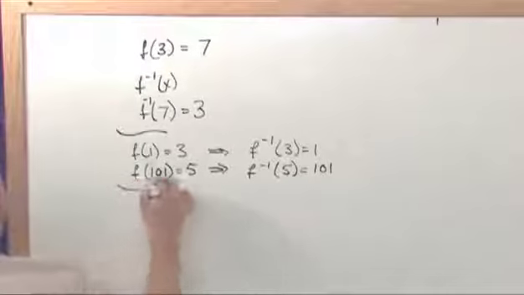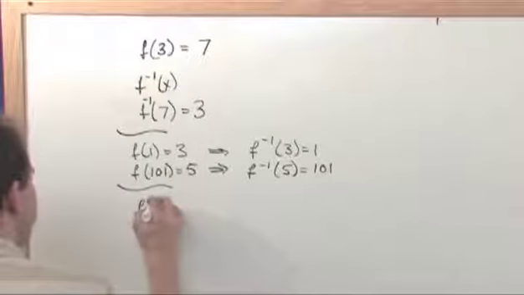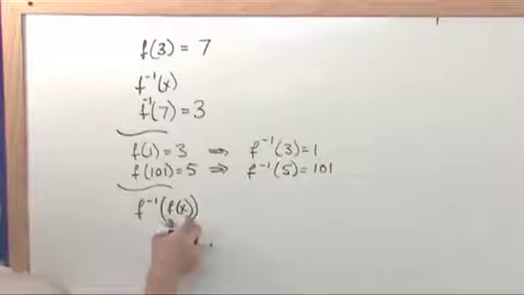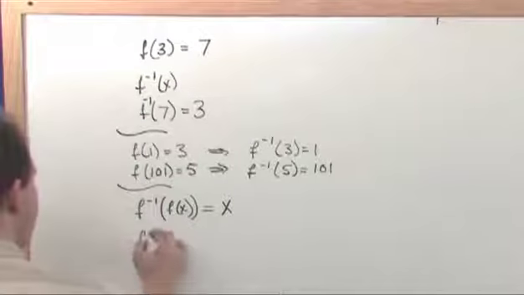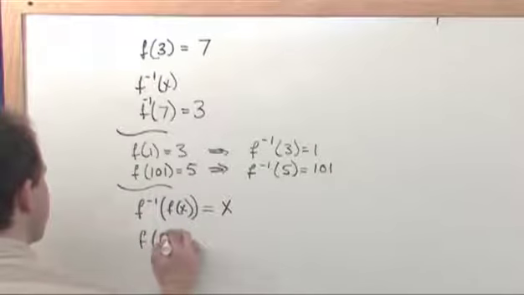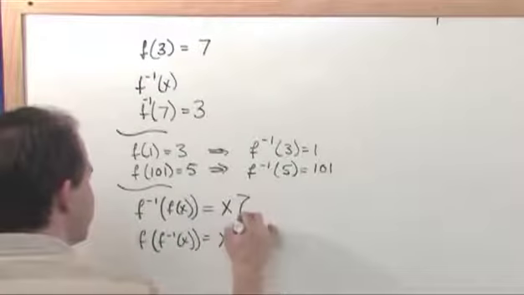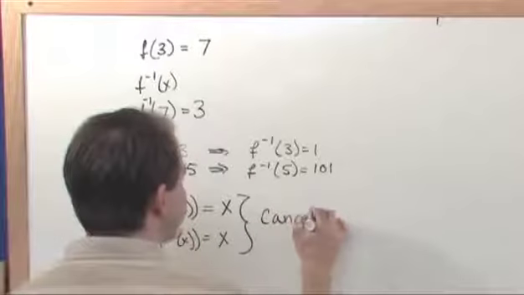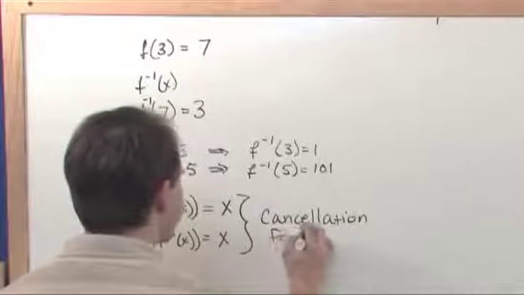And then in general, the inverse function evaluated at f of x, so f of x plugged into the inverse function, is going to be equal to x, and f of the inverse function is also equal to x. And these things right here are called the cancellation properties of inverses.